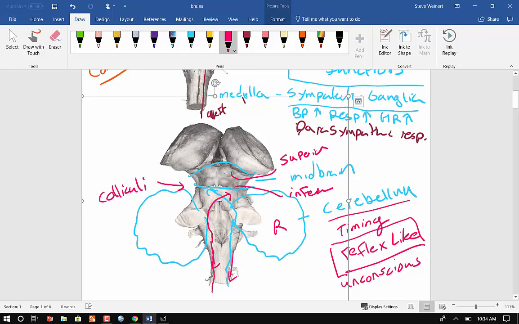Okay, so I'm just reliving. So what do you think the inferior colliculi do then? Superior colliculi is vision integration. Inferior colliculi is? Anybody ever try to find a cricket in your house?